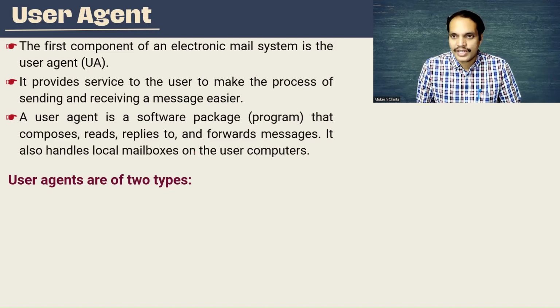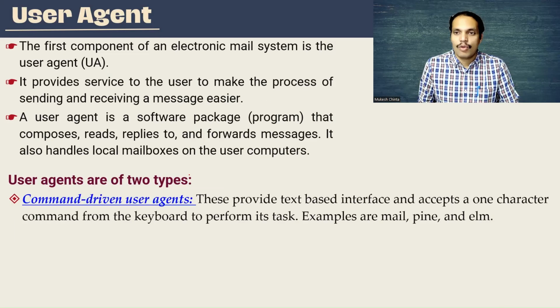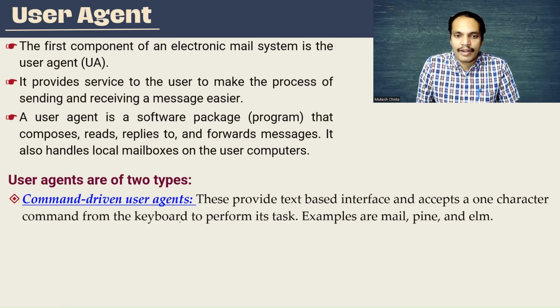So this is what a user agent does. If you just want to open an email, that is what you are actually interacting with. That is nothing but your user agent. There are two types of user agents. One of them is the command-driven user agent. These provide a text-based interface and accept a one-character command from the keyboard to perform their task. Examples are mail, pine, and elm. But these have become obsolete because they were used long ago.